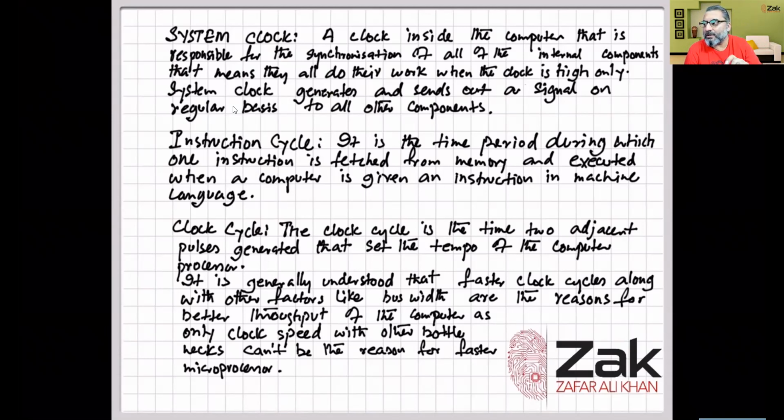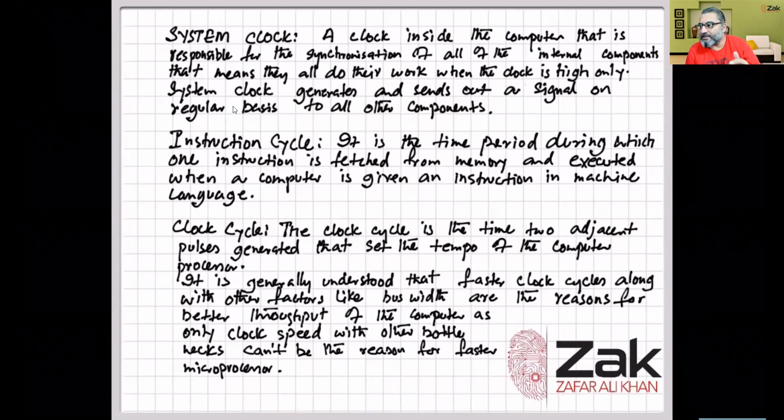Then the clock cycle. The clock cycle is the time between two adjacent pulses. Adjacent means on and off together, generated to set up the tempo of the computer processor. On, off, on, off. When it is off, the program is actually doing something. When it is on, next instruction.